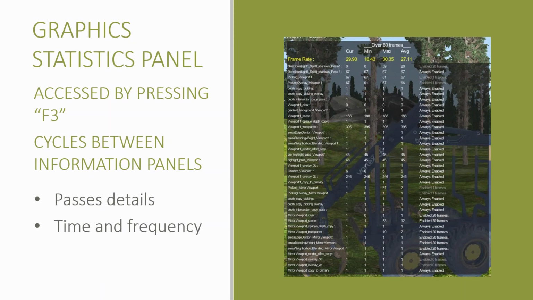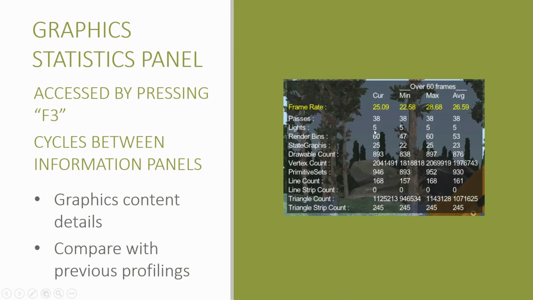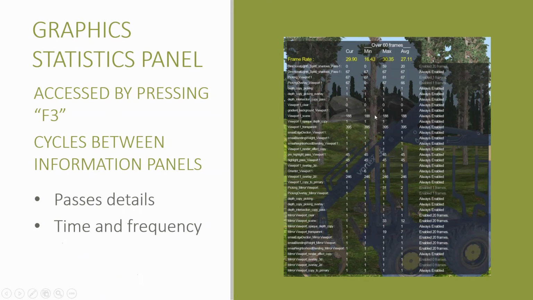And finally, the last panel will show you the details of passes. So you can see here we have 38 lines. Now, that is the 38 passes we had here, and it's the different content of those passes and their time and frequency. So you'll have the time in milliseconds and the frequency over 60 frames that they are calculated.